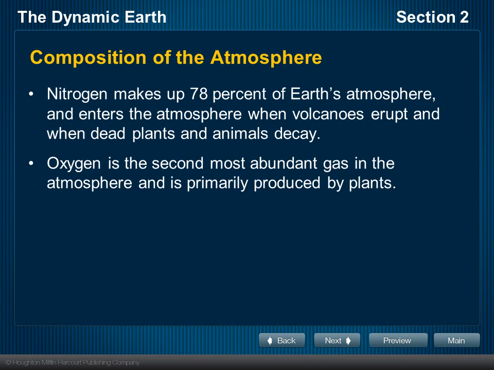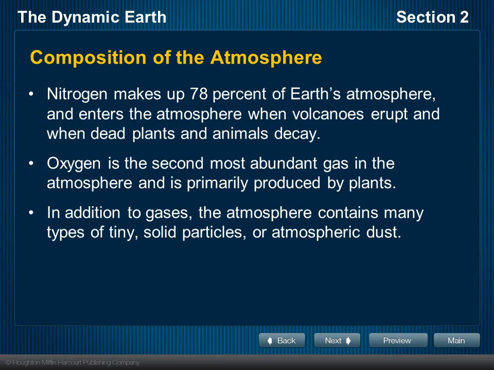The composition of the atmosphere, or what is the atmosphere made of? Nitrogen makes up 78% of the Earth's atmosphere. So by and large, the vast majority of gas in the Earth's atmosphere is nitrogen. It enters the atmosphere when volcanoes erupt. It enters the atmosphere when dead plants and animals decay. Oxygen is the second most abundant gas in the atmosphere. Oxygen exists in the atmosphere primarily as it is produced by plants.